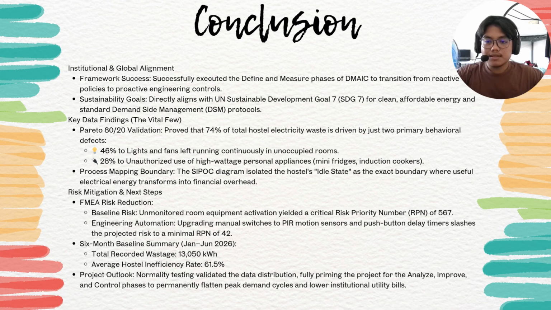Because our normality testing has successfully validated all prerequisite statistical assumptions, this project is fully primed to advance into the upcoming analyze, improve, and control phases of the Six Sigma life cycle, transitioning our campus from behavior-dependent manual switches to automated engineering controls with permanently flattened peak demand cycles, lower institutional utility expenditures, and establishing a repeatable milestone for campus-wide environmental sustainability. That's all.